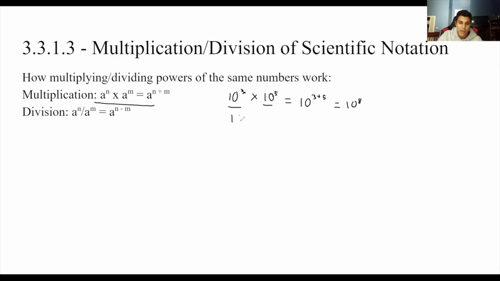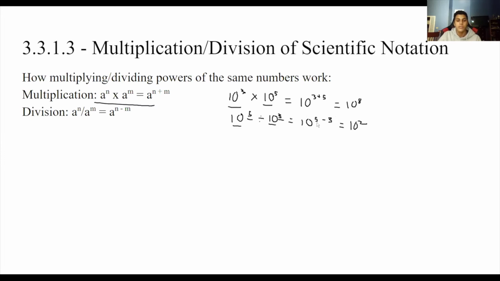If I had 10 to the power of 5 divided by 10 to the power of 3, again, 10 is my a, and it's the same number. This only works if you have the same number with your powers. And then my n is 5, because that's the first power. My m is 3, because that's my second power. So therefore, a to the power of n minus m is my answer, or 10 to the power of 5 minus 3 equals 10 to the power of 5 divided by 10 to the power of 3. And that gives me 10 to the power of 2.